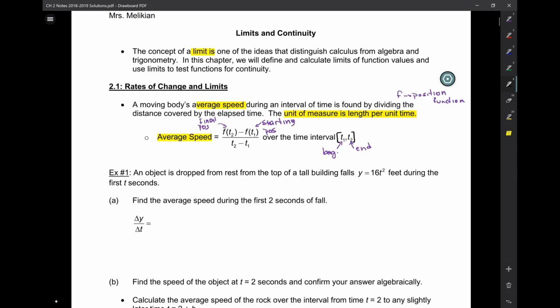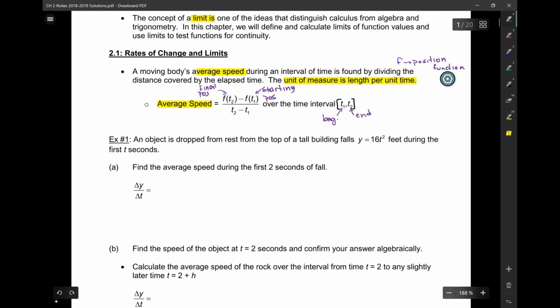All right. So, take a look at this one. An object is dropped from rest. What does that mean, from rest? It wasn't moving. From the top of a tall building, and it falls y equals 16t squared feet during the first t seconds. Find the average speed during the first 2 seconds of the fall. So what is it that we're given? It falls that many feet. That is a position function, right? So this is your position function. And we want to find the average speed during the first 2 seconds of the fall.